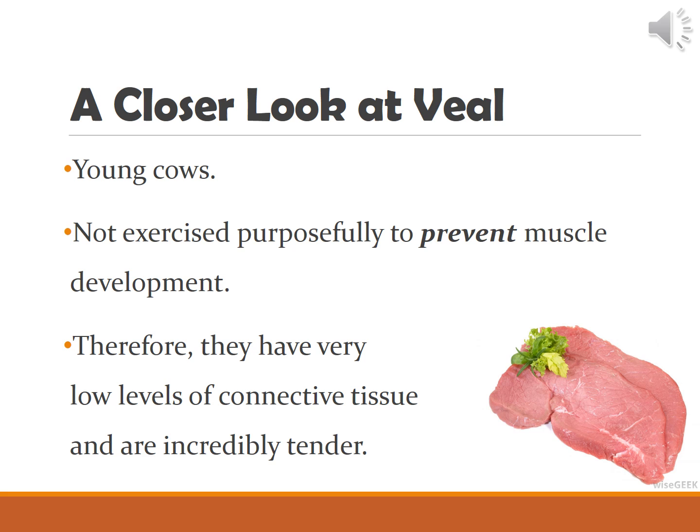This picture on the bottom of this screen shows a piece of veal. Look at the amount of pink meat compared to the amount of white connective tissue on the meat. Again, the white represents the amount of connective tissue. So this should tell you, because you can see such a low amount of it, that this meat product is going to be very, very tender.